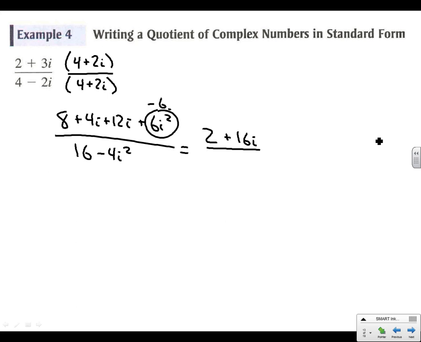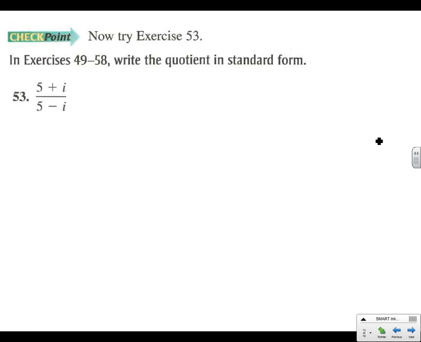And on the bottom, this is going to turn into plus 4, all over 20. Everything's even, so we can reduce that. 1 plus 8i all over 10. No more square roots in the denominator, no more i's in the denominator, and that is our answer for example 4. All right, so you are up and try 53.